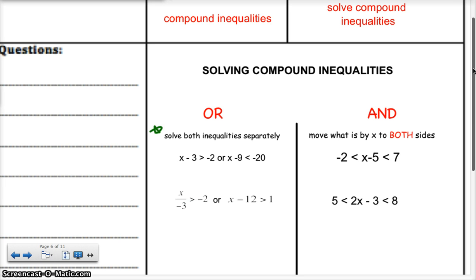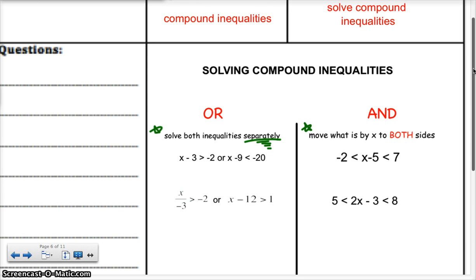You solve both inequalities separately. It's like you're solving two equations. It's like you're getting gypped. One problem you got to solve twice. What the heck, right? Okay, so that's what you do. OR statements, you solve each one separately.